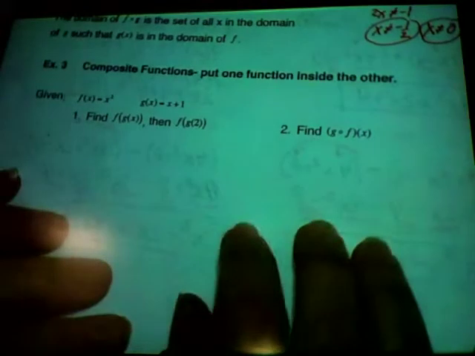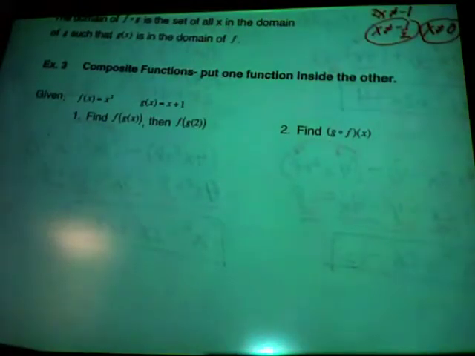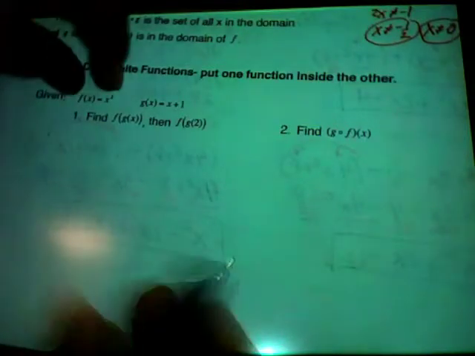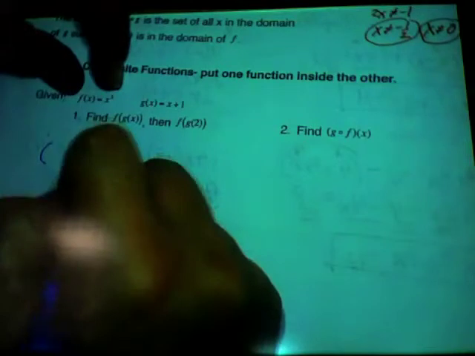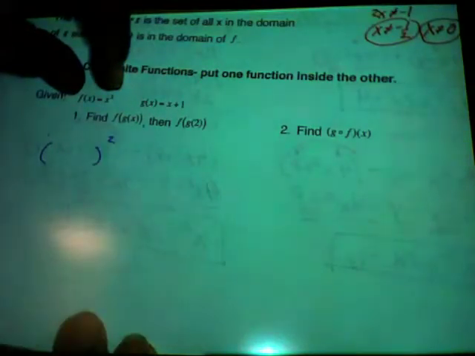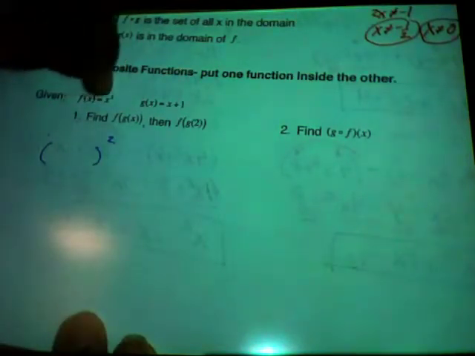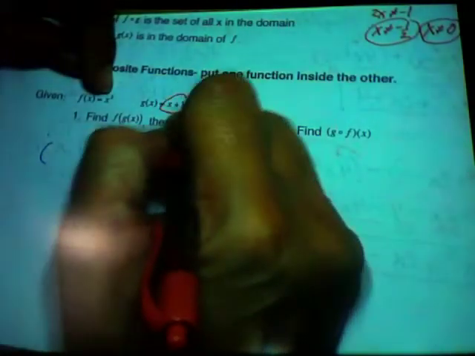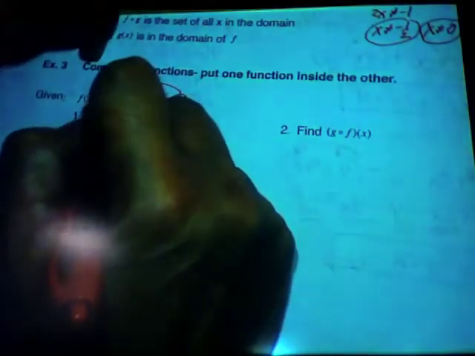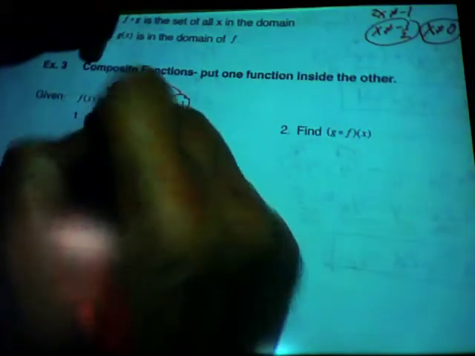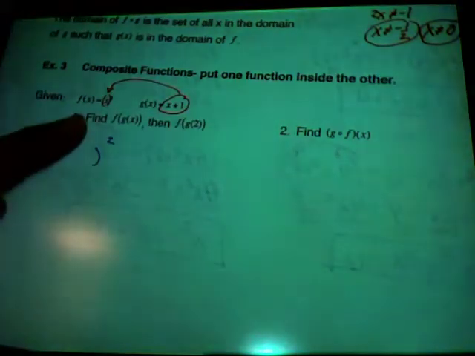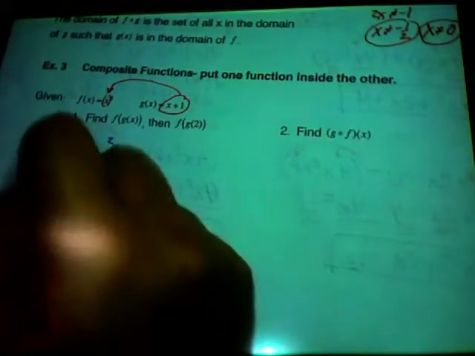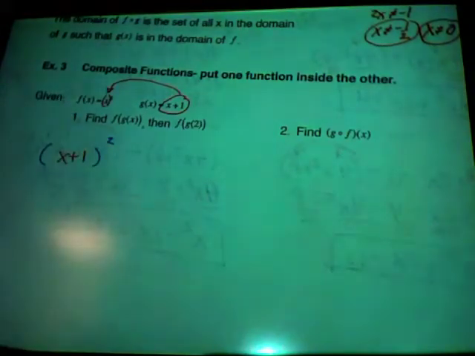So you're given that f of x is x squared and g of x is x plus 1. We're going to find f of g of x. So we're going to take the f function, which is right here, big parentheses, okay? So there's only x squared, right? We're going to take the value of the g function and replace it into that f function, the x of that f function. So do you see why I'm putting an x plus 1 squared here?